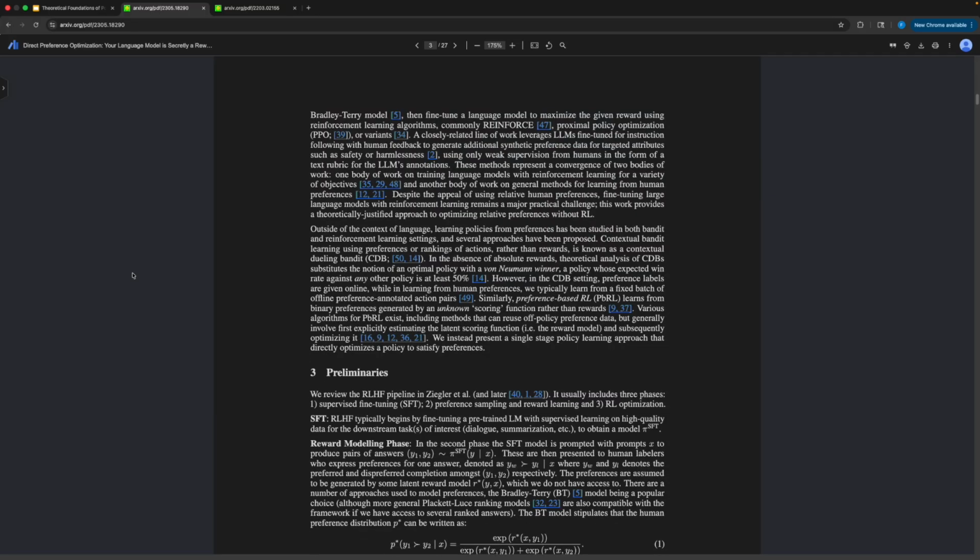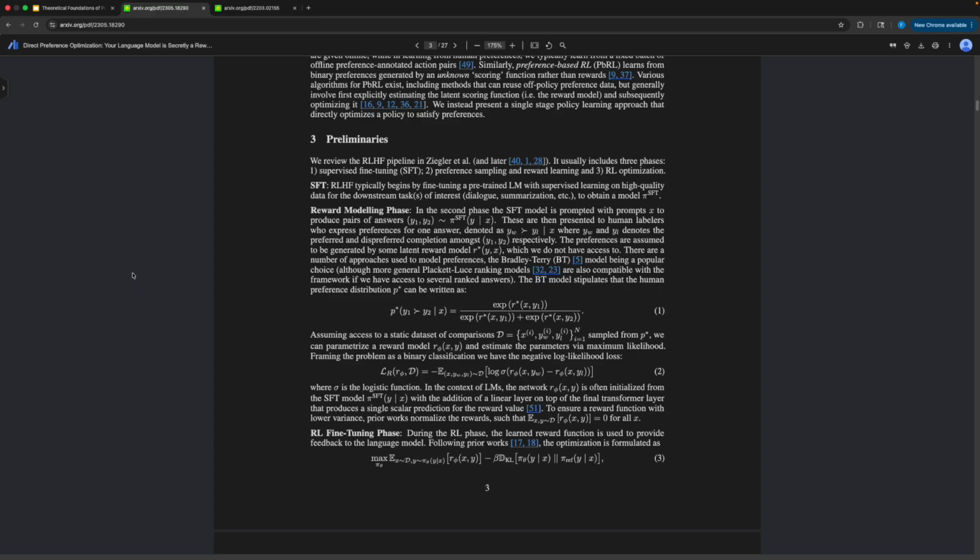So for preliminaries, let's look at the RLHF pipeline. The RLHF pipeline consists of three stages: the supervised fine-tuning stage, the reward modeling phase, and finally the RL fine-tuning phase. In supervised fine-tuning, initially you take a pre-trained language model and fine-tune it on a high-quality dataset, based on human annotations with very good completions, on various downstream tasks to obtain a model, and we will call this model pi SFT.